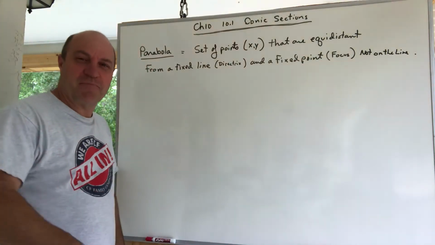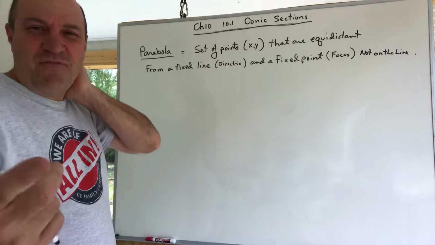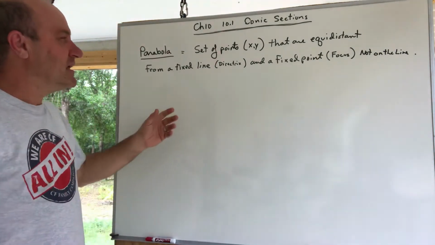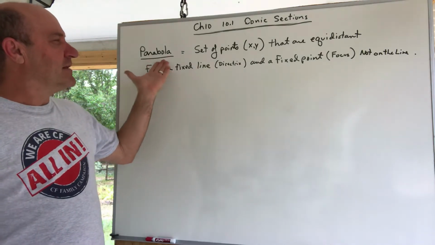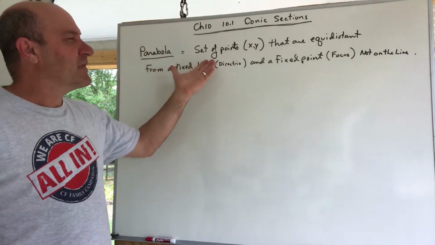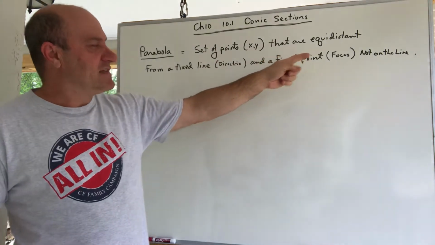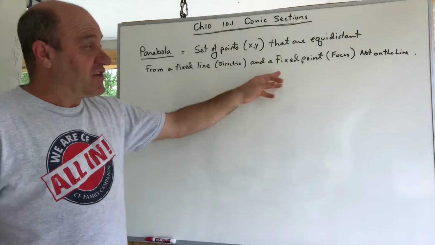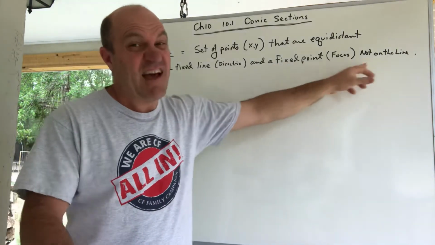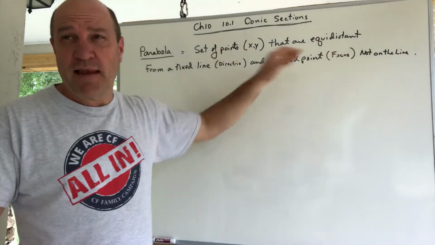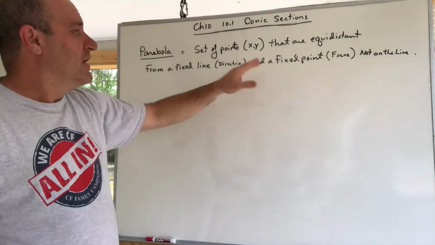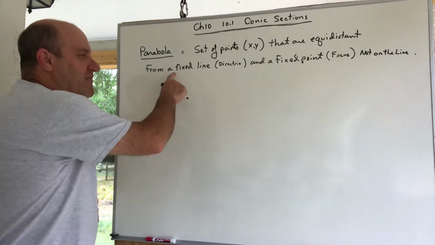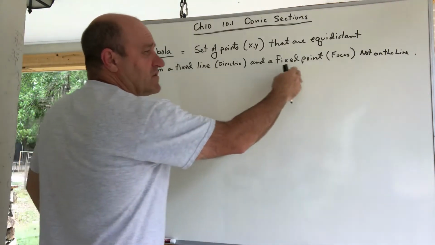Hey, I'm still talking about a parabola, chapter 10. You know, the geometric definition of a parabola, I really like this. It says, here it is, I wrote it down: it's the set of points (x, y) that are equidistant from a fixed line called the directrix and a fixed point called the focus. The point is not on the line. You can't have this point on that line; that wouldn't work.